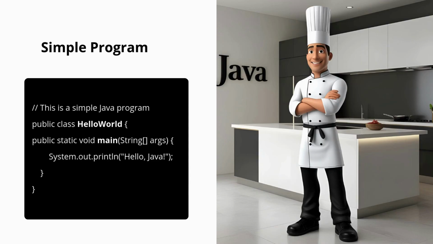Break it down like a recipe. Public class HelloWorld, think of this as the name of your recipe. And public static void main(String[] args) is like turning on the stove. It starts your program. Then System.out.println("Hello Java") is where we actually cook something, printing text on the screen.